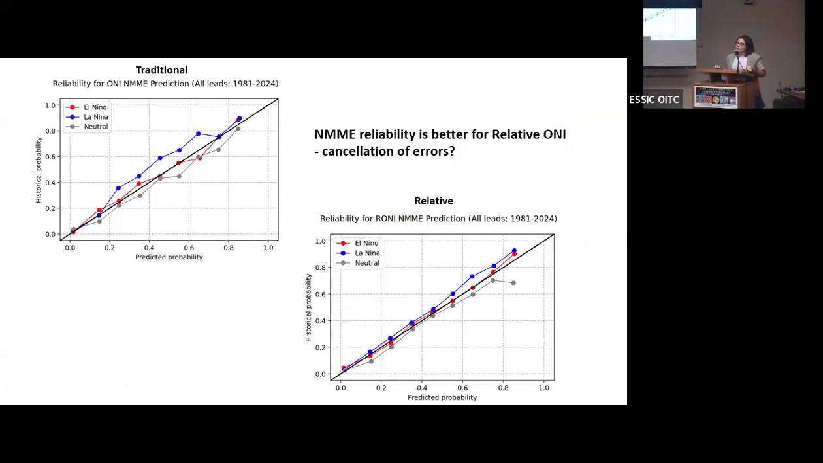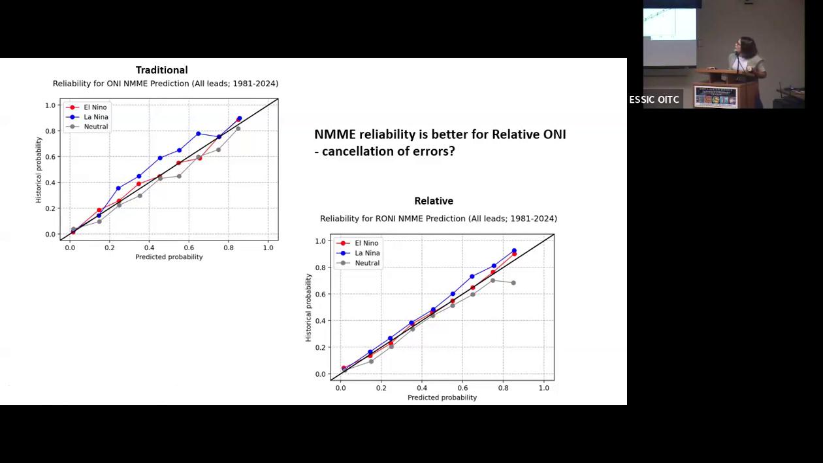This is a probabilistic metric. It's a reliability diagram. The traditional measure of ONI is here in the top left, and the relative measure is in the bottom right. In a reliability diagram, you basically want your lines, which represent El Nino, La Nina, and neutral, to hug this black line, because this black line is perfect reliability.